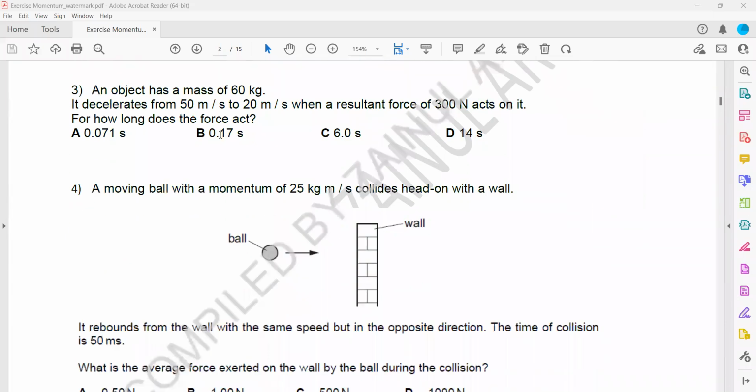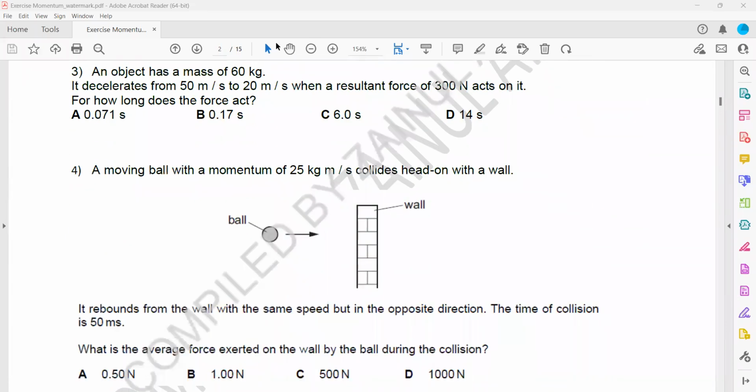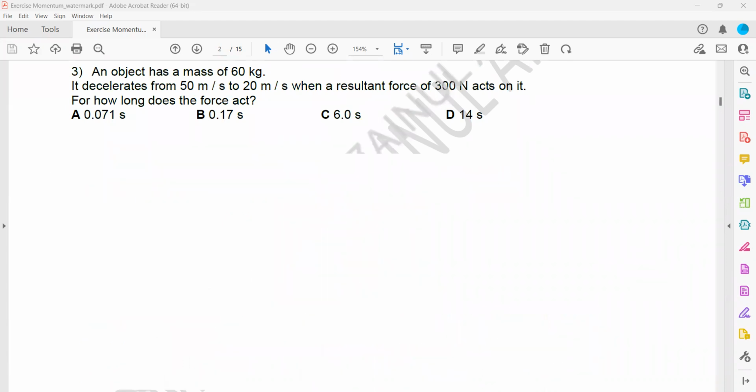In question 3, an object is there of mass 60 kilogram. It decelerates when a resultant force of 300 Newton acts. How long does the force act on it? You can use the impulse here. First work out the impulse, and then impulse is force multiplied by time. Or there's also another way, using the formula F equals ma, you get the acceleration, and from acceleration you will find the time. Both ways will give the same result.